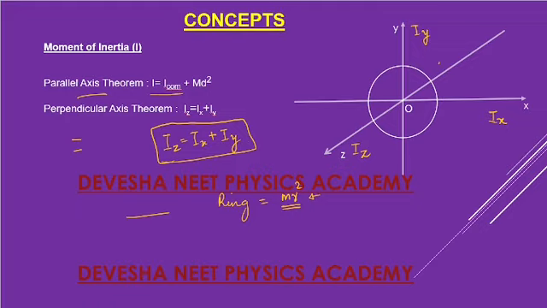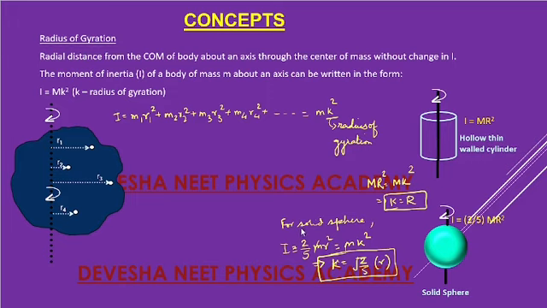Now, having said that, let's get to some more concepts. There is something called the radius of gyration. Now what is the radius of gyration? Radius of gyration is defined as the radial distance from the center of mass of a body about an axis through the center of mass without changing the I.